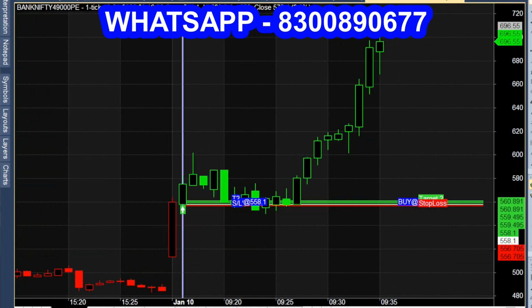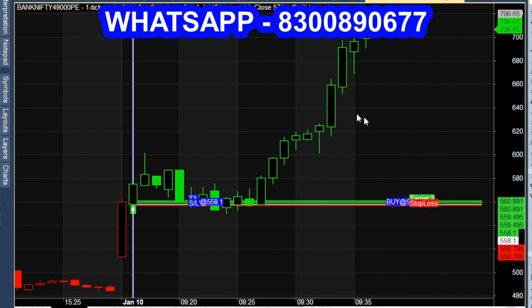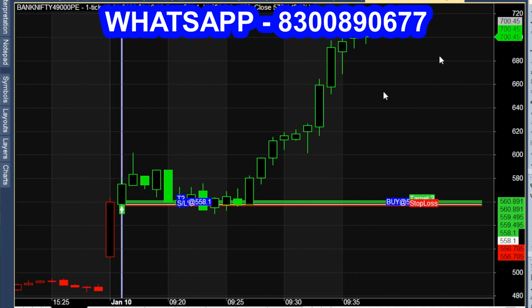49,000 put option, it's an out of the money option. 558 is the entry point. Currently trading above 680. Currently the market also reached the second target. So like this we can change the script, like in the money, at the money, out of the money also. For that option chart also the signal will come. Through that signal you can do your intraday trading.